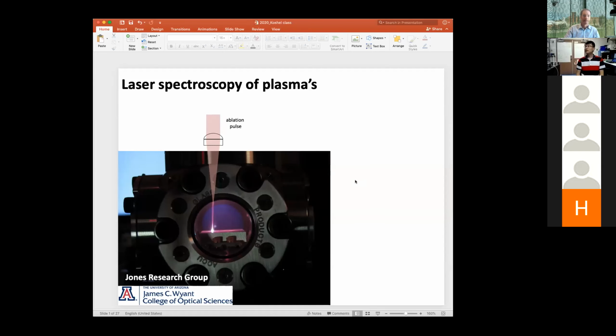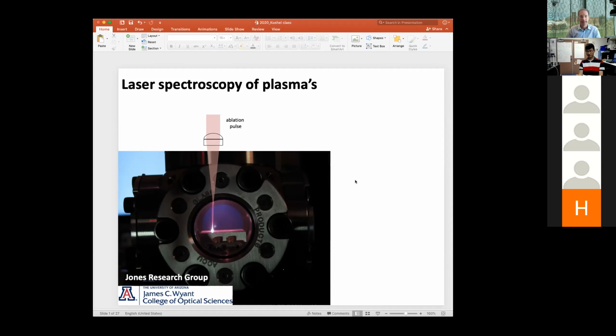So the lab we're going to show you, we do some experiments in laser spectroscopy of plasmas. This shows a vacuum chamber, and a little cartoon shows where a laser pulse comes down and it ablates a metal sample and generates a plasma. One reason for doing that is if we want to determine what that solid material is made out of using laser light, it's difficult to do when it's an opaque solid piece of material.